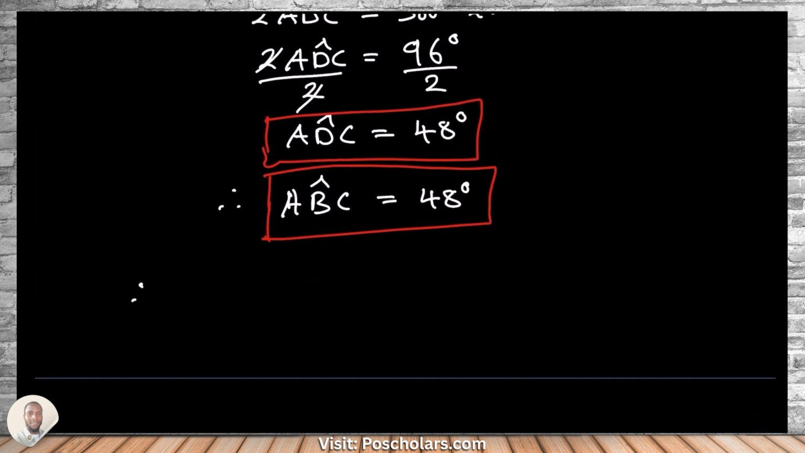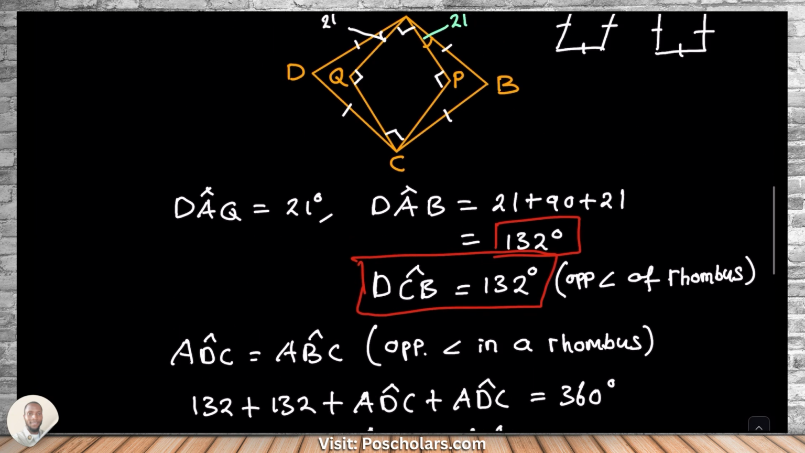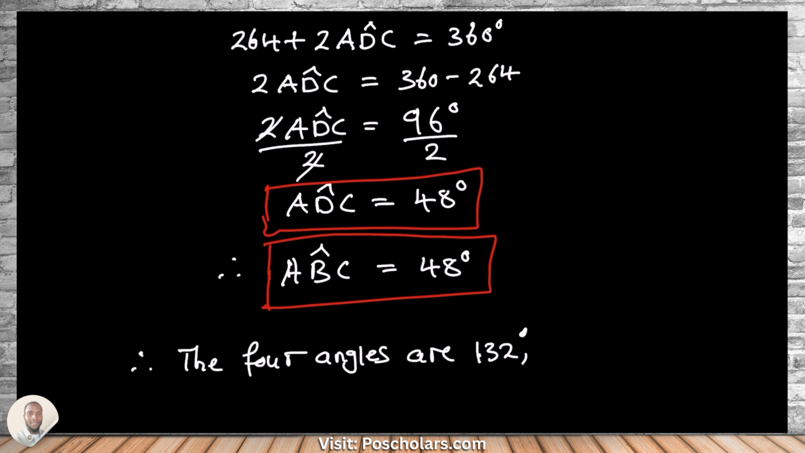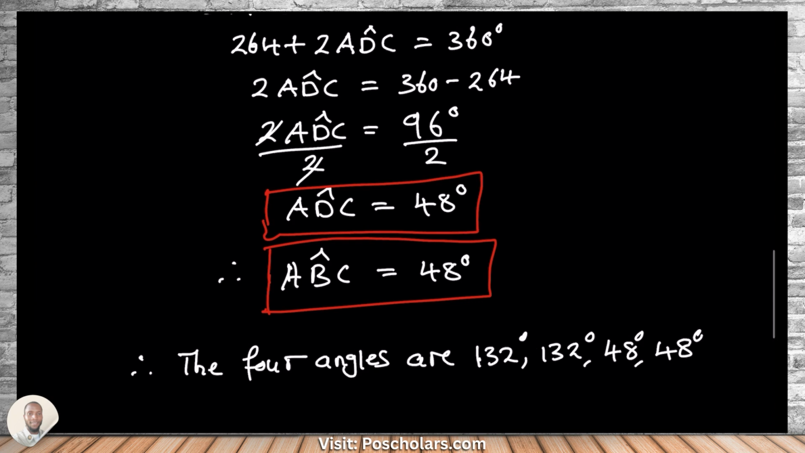So you can now say, therefore, the four angles are 132 degrees, 132 degrees, 48 degrees, and lastly 48 degrees. You see that when you sum up these angles, you get 360 degrees. I hope it is well understood.